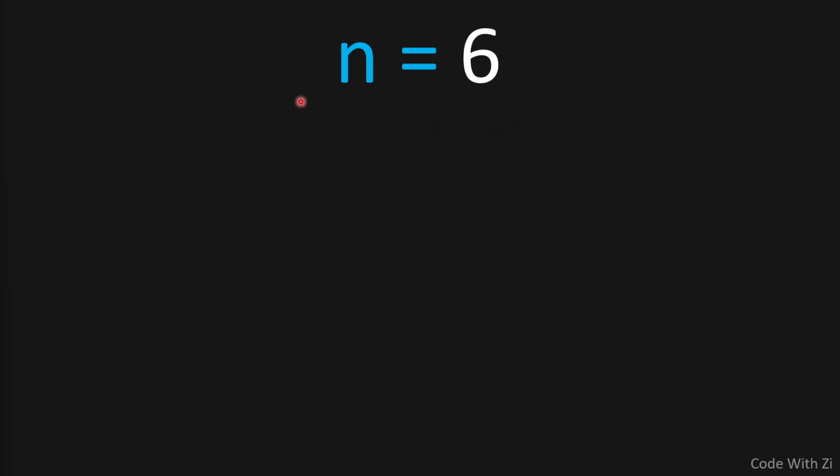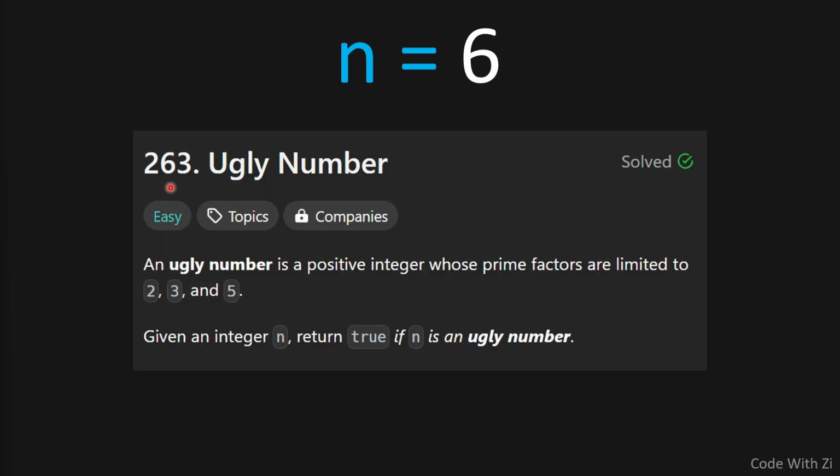In today's video, we've got to find out if this number is an ugly one or not. Why? Well, because that's what LeetCode 263, Ugly Number, is asking us to do. As you can see, it says an ugly number is a positive integer whose prime factors are limited to 2, 3, and 5. Given an integer n, for example, this one that you have here, return true if n is an ugly number.